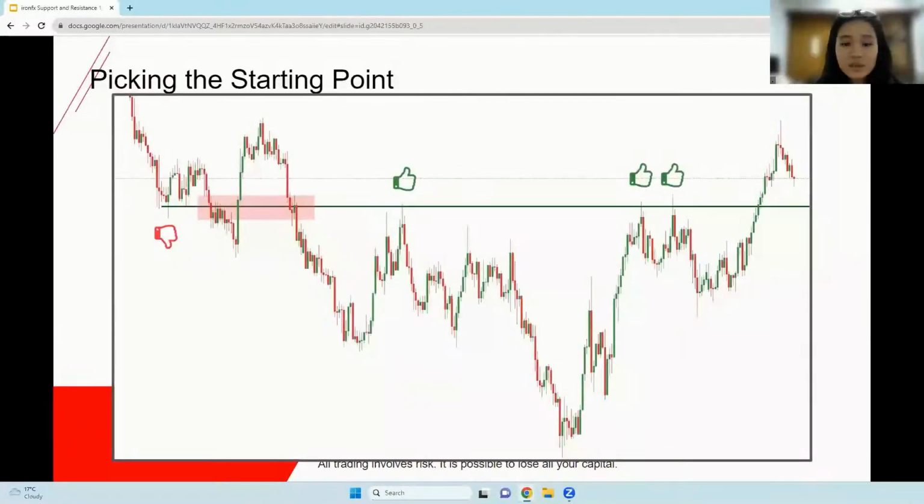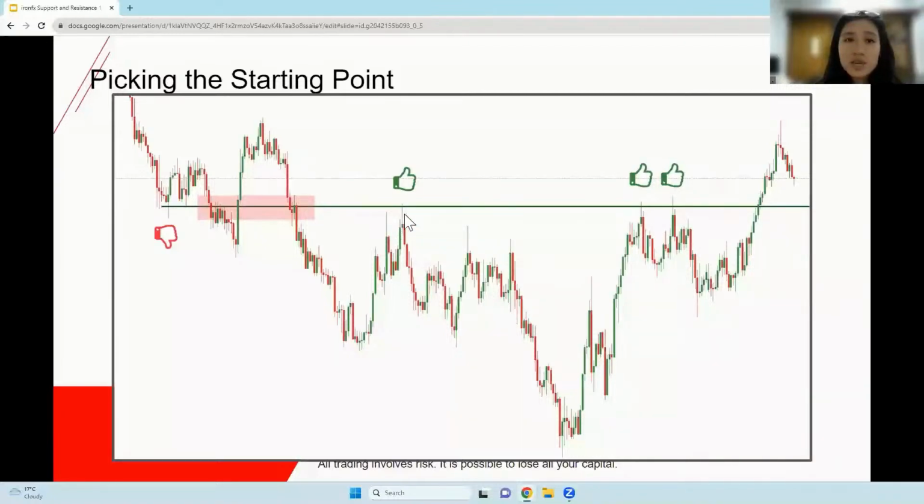Okay, another example here. Similarly, this red highlighted area is not preferred because you're cutting too many bodies of candlesticks. Okay, yeah, so the green thumbs, again, just cut the wicks of the candlesticks.